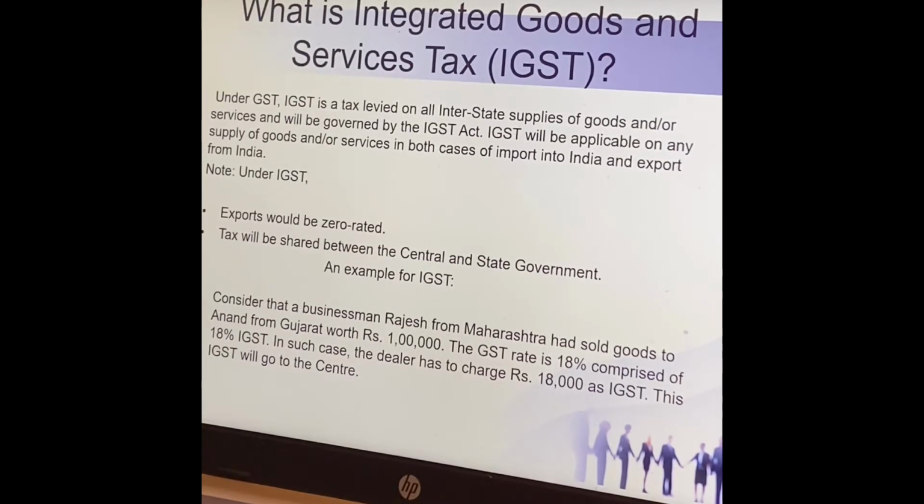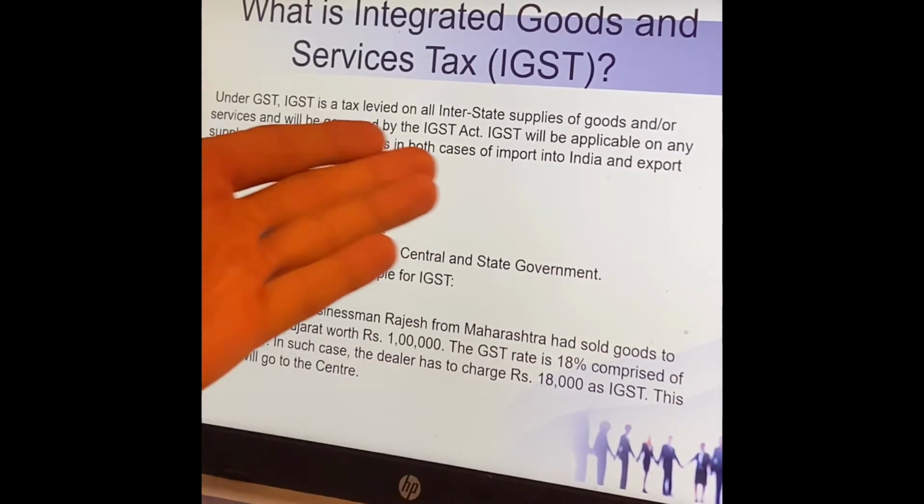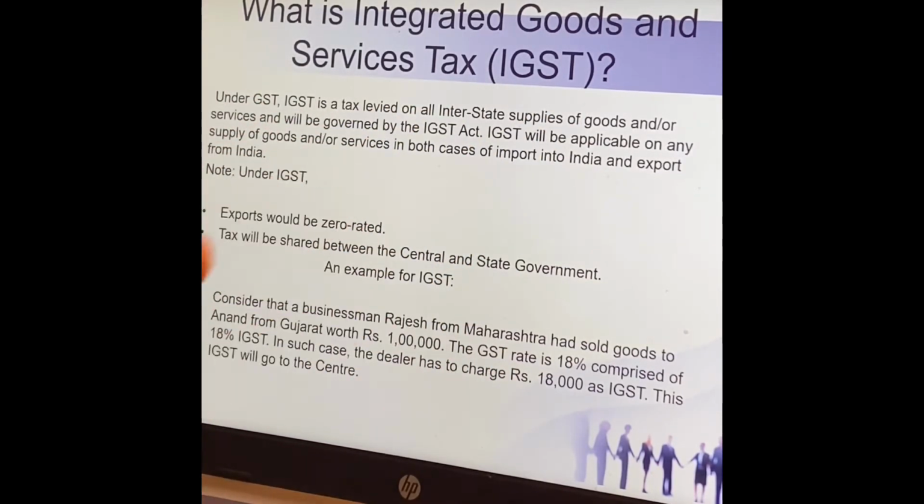IGST will be applicable on any supply of goods or services in both cases of import into India and export from India. IGST will cover the international trades too. So exports will be zero rated, tax will be shared between the central and state government. So now we'll understand with an example.